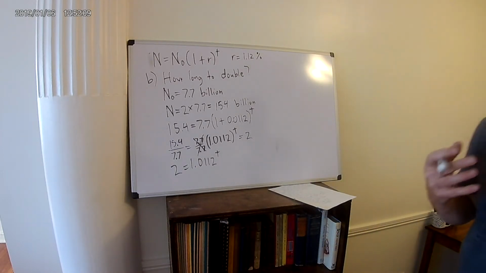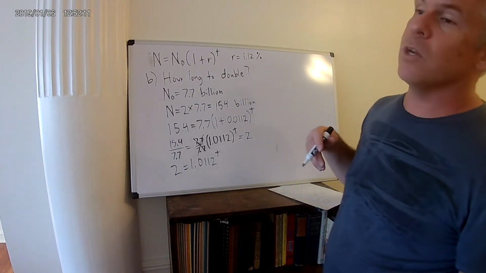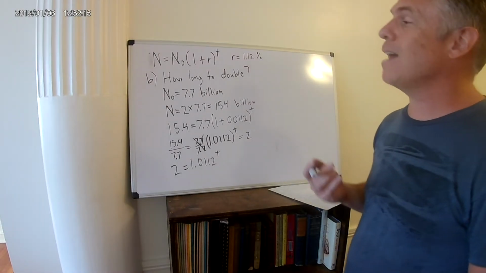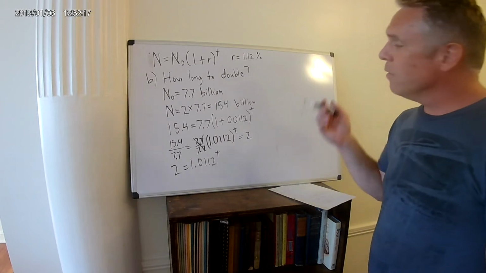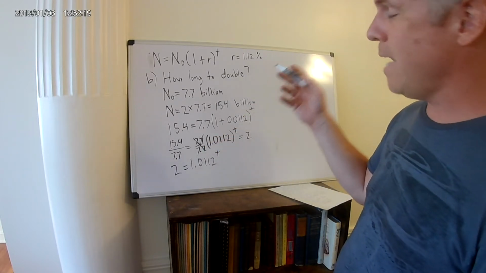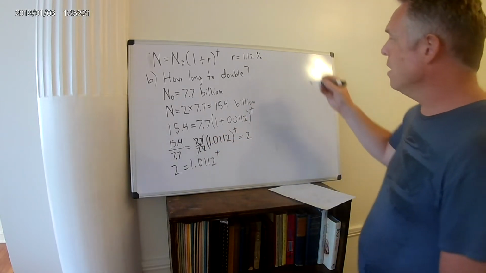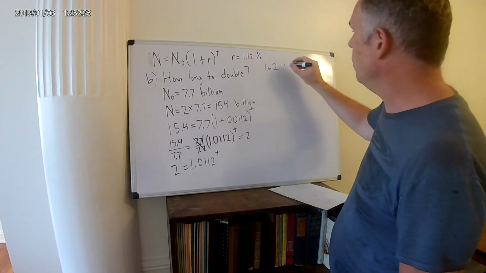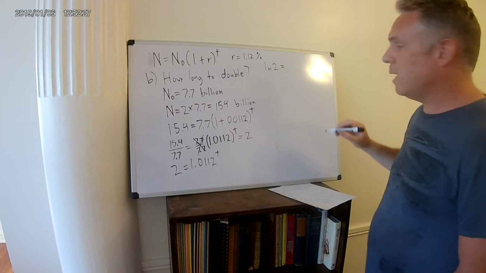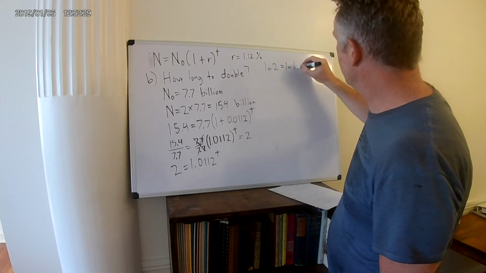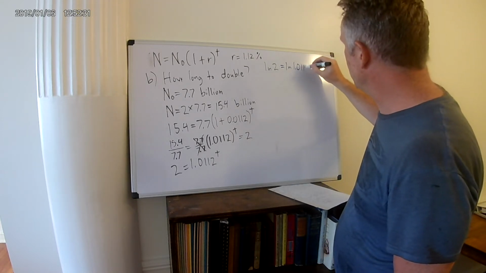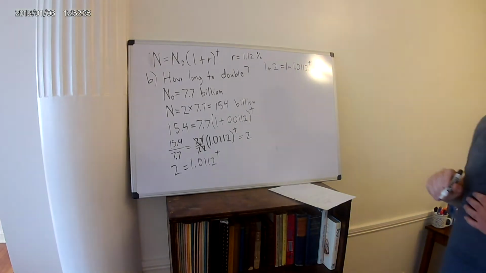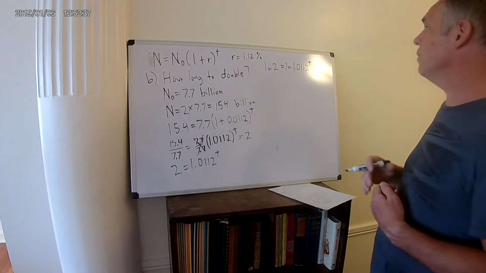And now, here's the key, folks. This is where we go back and put on our logarithm hat from way back 2 weeks ago. Hopefully you haven't forgotten everything about logarithms. The way we solve this equation is we take a natural log of both sides. So we'll take a natural log of 2, and this will equal a natural log of 1.0112 to the t power.